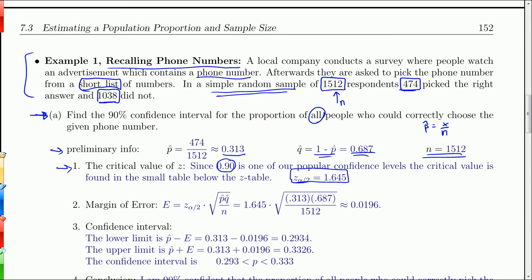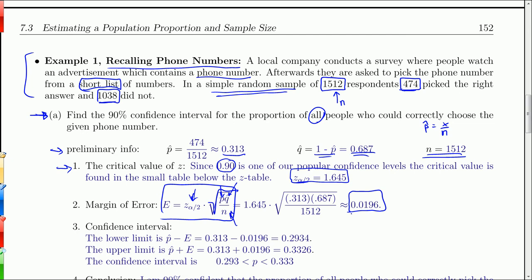So now I just plug all these into my formula, right? I have the critical value, the sample proportion of successes, 1 minus the sample proportion, and divided by n, all under the square root. Don't forget to take the square root of the whole thing. And when you do that correctly, and it's a little tricky in your calculator, you have to use some extra parentheses, perhaps. You get 0.0196.